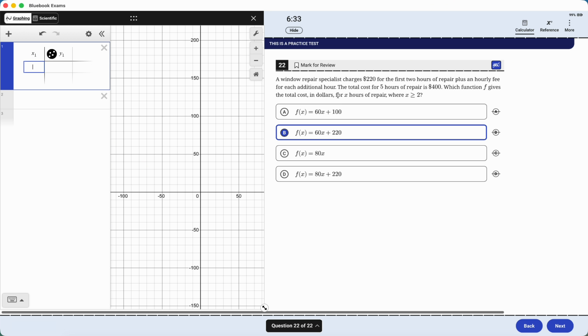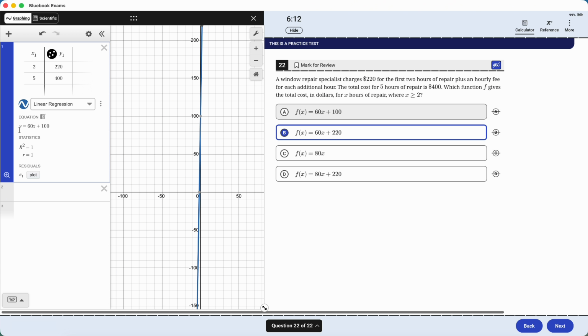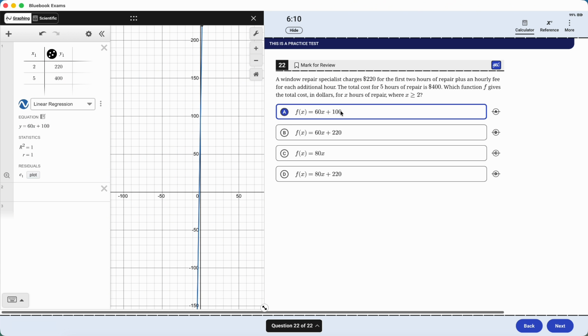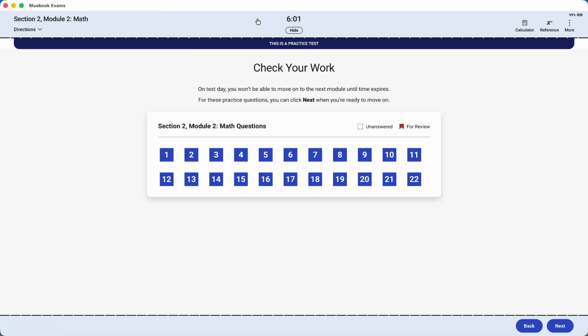You just have to be able to read, right? X represents hours, and then the Y is the total cost, right? So if you want points, they do give you 2 points here, right? Here's the first point, 220 for 2 hours. That means X is 2, Y is 220. And here it's even clearer, 5 hours, X is 5, and Y is 400. Hit that, do the regression, you get your equation 60X plus 100, right? You don't fall for their trap. Again, this is a very common end of module 2 question, right? So if you know these, that's it, right?